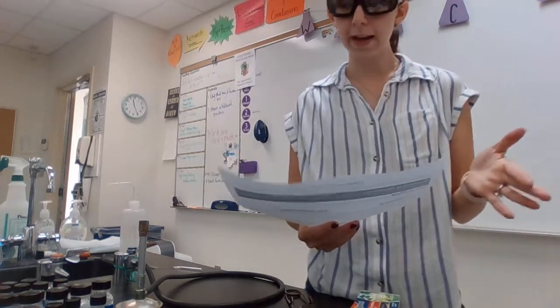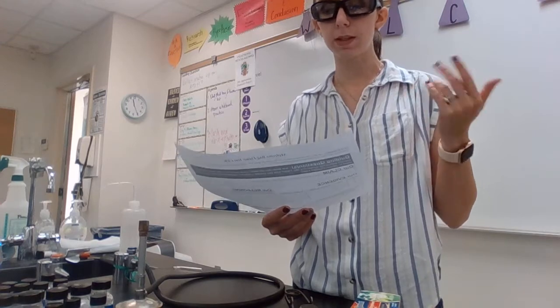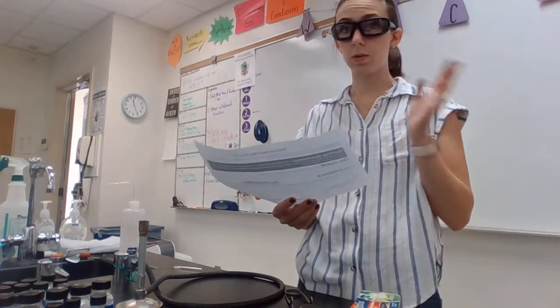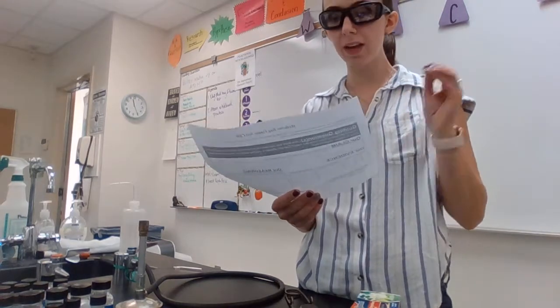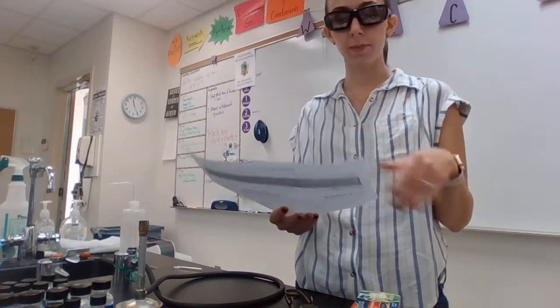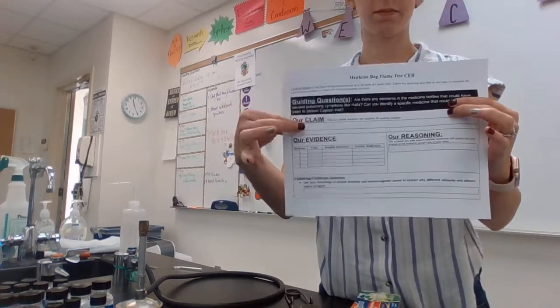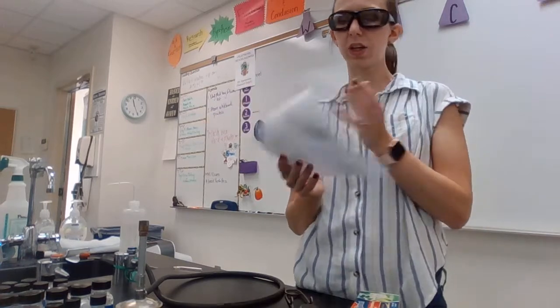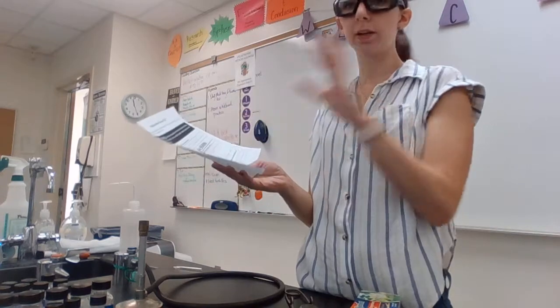So, are there any elements in the medicine bottles that could have caused poisoning symptoms like Hall's? So, yes or no, which ones might they be? And can you identify a specific medicine that could have been used to poison him? So either you can or cannot. So answering those 2 questions in your claim here, 1 or 2 sentences for your claim. Your evidence is the data you collected that you're putting in your chart here, that you did with your group.